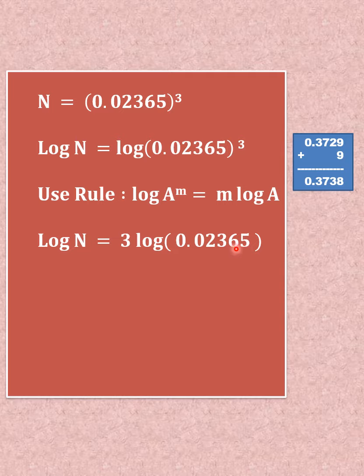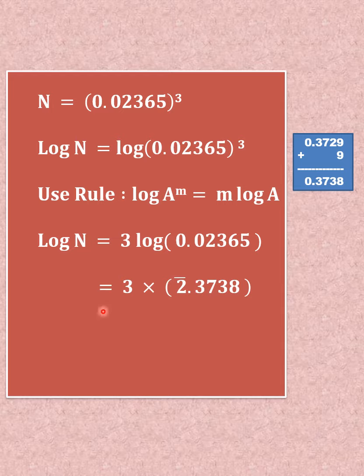In row 23, column 6, the value comes to 0.3729, and in the mean difference of 5, the value is 9. So as you add both values, finally you get 3738 after the decimal. And what about the characteristic? The 1 0 is there, 1 plus 1 is 2, so it becomes bar 2.